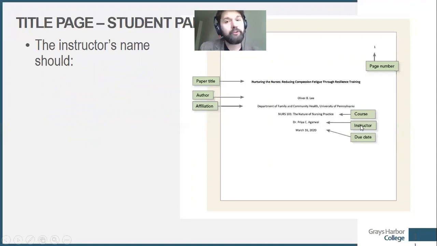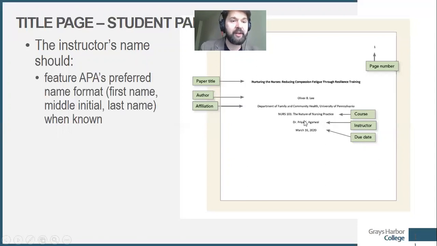Next, it's going to be your instructor's name. So my name is Tom Stearns. You can simply write Tom Stearns there, and that's fine. But as a general rule for you to think about going forward, whatever classes you take after this class, APA's preferred name format for this section of the paper, for the title page where your instructor's name goes, is going to be just like your name. So Priya C. Agarwal. So just first name, middle initial, last name.